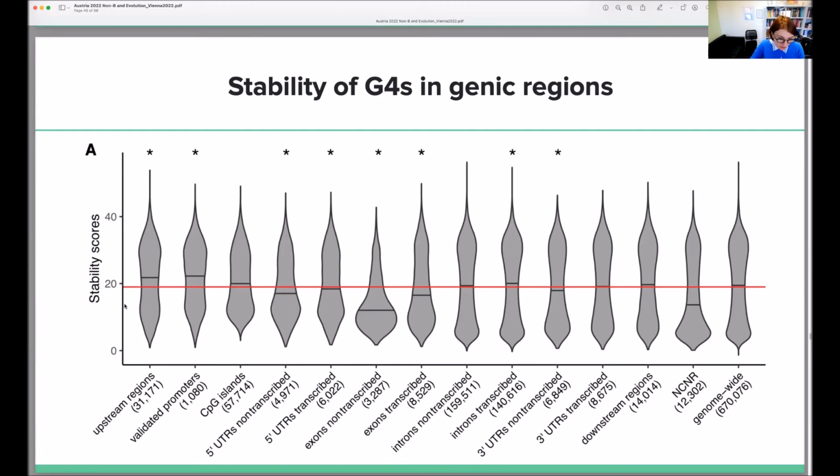regions. So the average across the genome is about 19.5. This is the value of stability. And in upstream regions and validated promoters, the stability is significantly higher than it is genome-wide. However, if you look at the non-transcribed strands of exons, the stability is significantly lower than genome-wide. Also, in the non-coding, non-repetitive regions, stability of G quadruplexes is significantly lower than genome-wide.